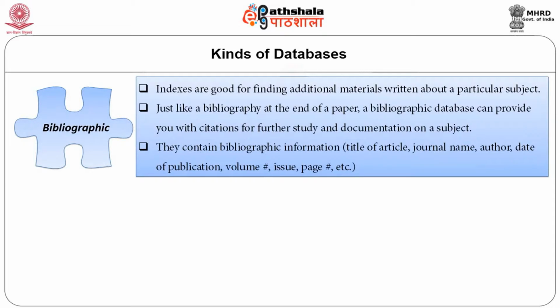They may also contain the summary of the article. When I say bibliographic information, it includes the title of the articles, the journal name, author, date of publication, volume, issue number, and so on and so forth. Among the databases which we listed earlier, Compendex, ERIC, LISA, InSpec, MathSciNet, PubMed belong to this particular category of databases.